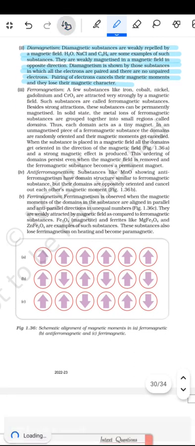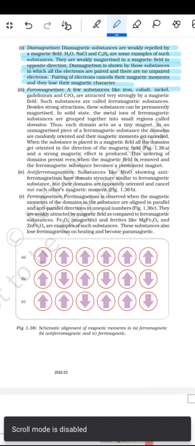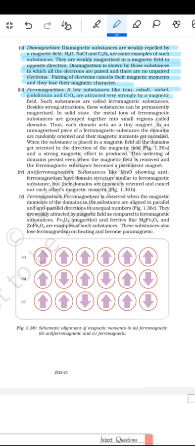Then comes ferromagnetism. A few substances like iron, cobalt, nickel, gadolinium and CrO2 are attracted very strongly by a magnetic field. Such substances are called ferromagnetic substances. Besides the strong attraction, these substances can be permanently magnetized. In the solid state, the metal ions of ferromagnetic substances are grouped together into small regions called domains. Thus, each domain acts as a tiny magnet. In an unmagnetized piece of a ferromagnetic substance, the domains are randomly oriented and their magnetic moments get cancelled. When the substance is placed in a magnetic field, all the domains get oriented in the direction of the magnetic field and a strong magnetic field is produced.